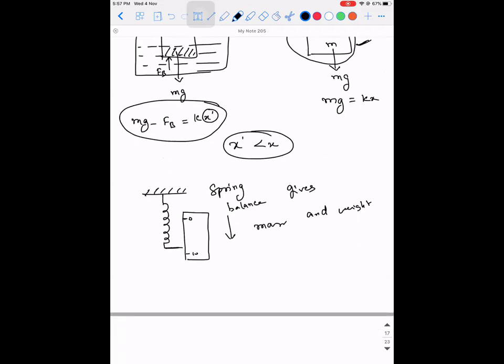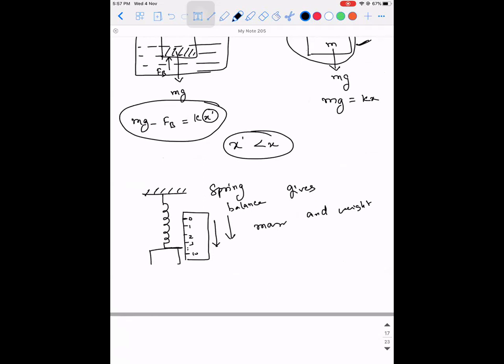See, the spring balance is there. Let's say there is a pointer. Here there is 0, and as you go down, you can see that the readings are increasing: 1, 2, 3. It keeps on going, let's say till 10.